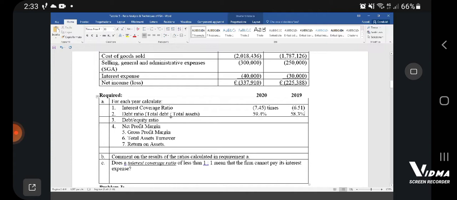But we can also continue to calculate the total debt to total equity ratio. That would be total debt to total equity. And we perform the calculations. We can say this is 146%, and that is 140%.